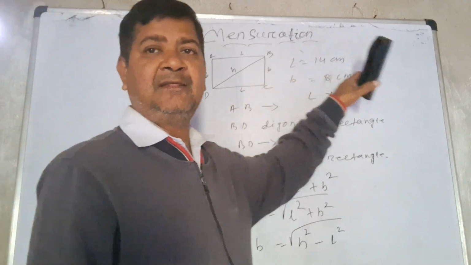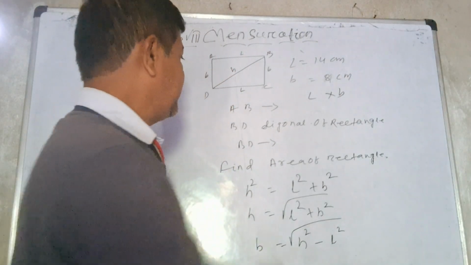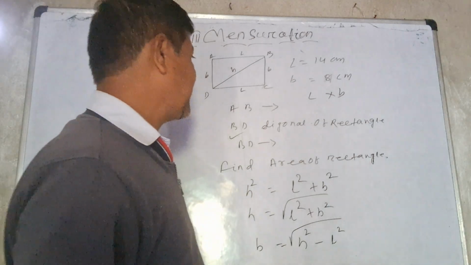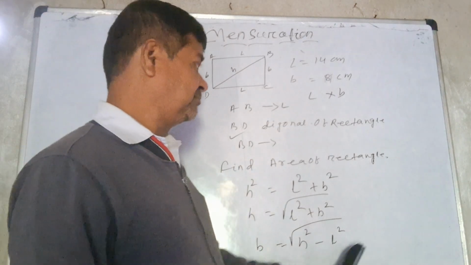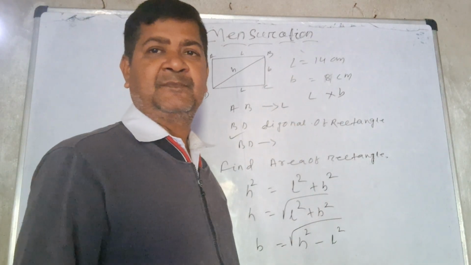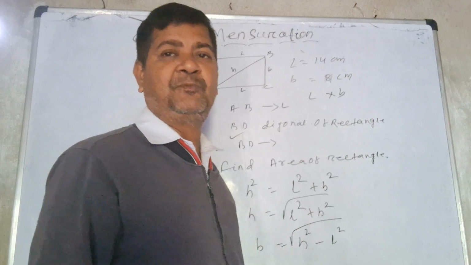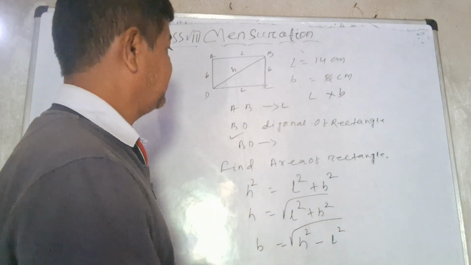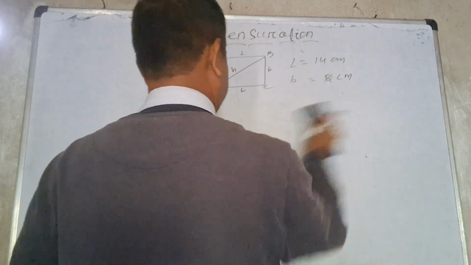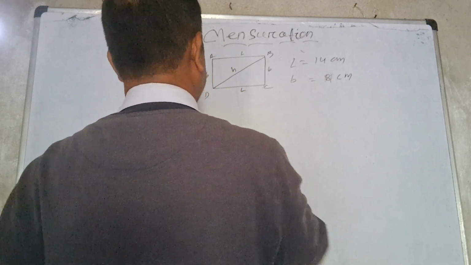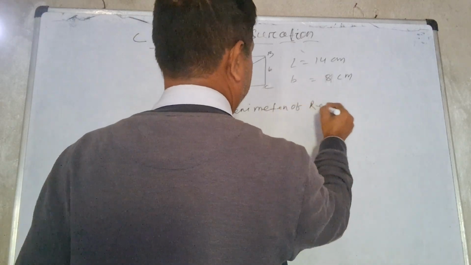Otherwise it is length and breadth. L into B, length into breadth of the rectangle. If the diagonal BD is given and the length AB is given, you will be able to find the value of the breadth. Then you will be able to find the value of L into B, the area of this rectangle. It is the formula about your polygon, the rectangle. Then the perimeter of the rectangle.